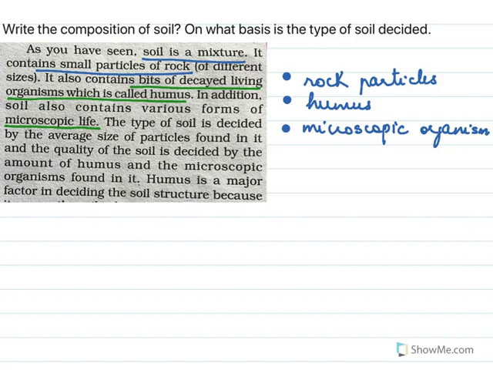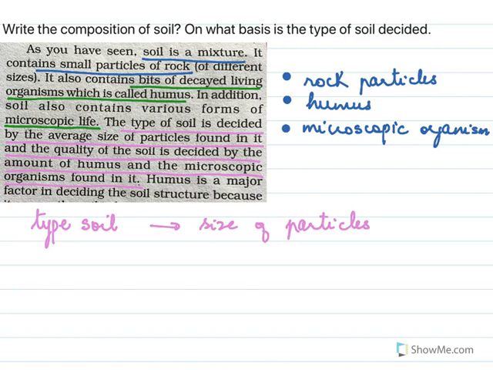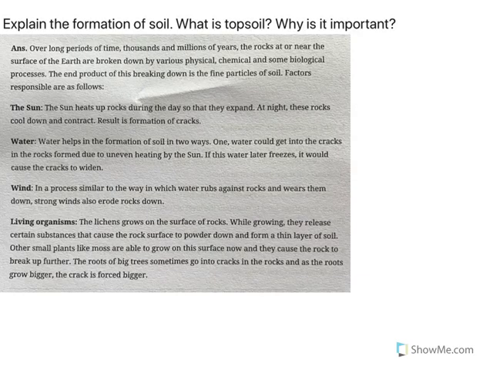The next is, on what basis is a type of soil decided? The type of soil is decided by the average size of the particle found in it, and the quality of the soil is decided by the amount of humus and the microscopic organisms found in it. So the type of soil depends on the size of the particles present in it, and the quality of soil depends on the amount of humus present in it.